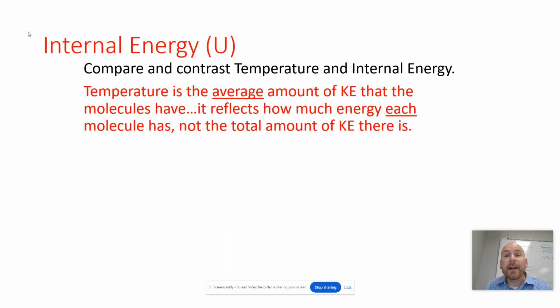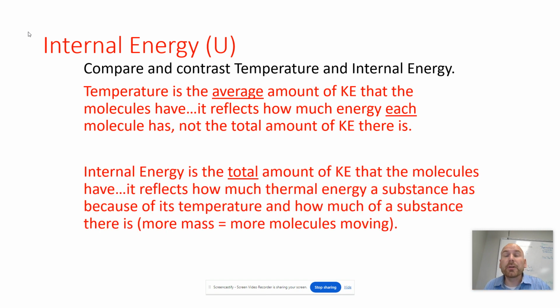So temperature is the average amount of kinetic energy molecules have. It's focusing on how much energy there is per molecule, not the total amount. Compared to that, internal energy is the total amount of kinetic energy that all the molecules have. It reflects how much thermal energy there is for a substance or object. So the more molecules you have, the more internal energy you're going to have.